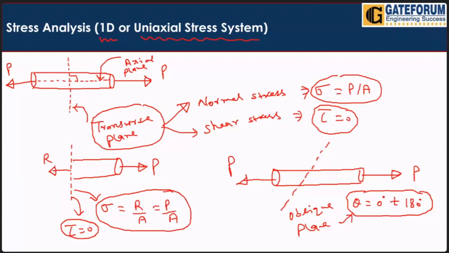And what about the transverse plane? For the transverse plane, theta is equal to 0 degree. And for the axial plane, theta is equal to 90 degrees. And for any oblique plane, theta can be anywhere between 0 and 180 degrees.